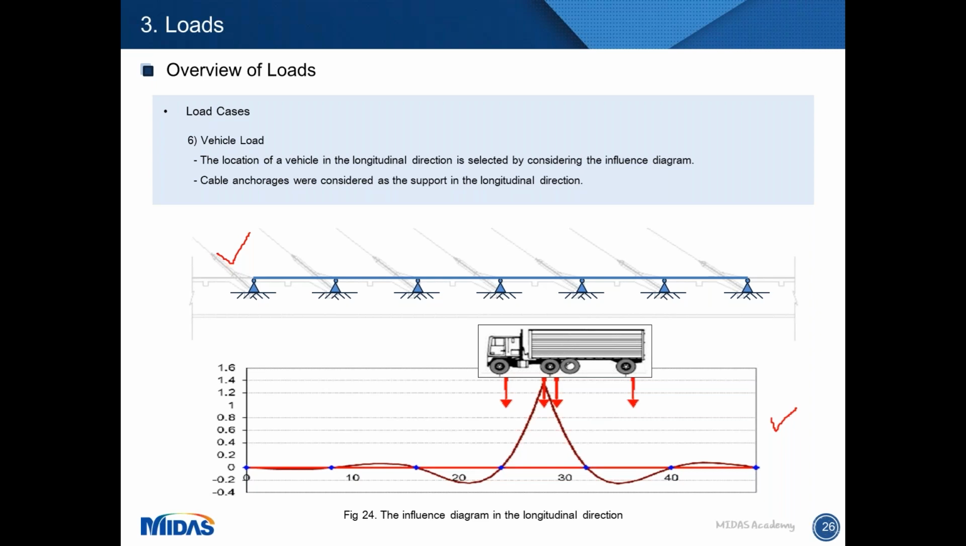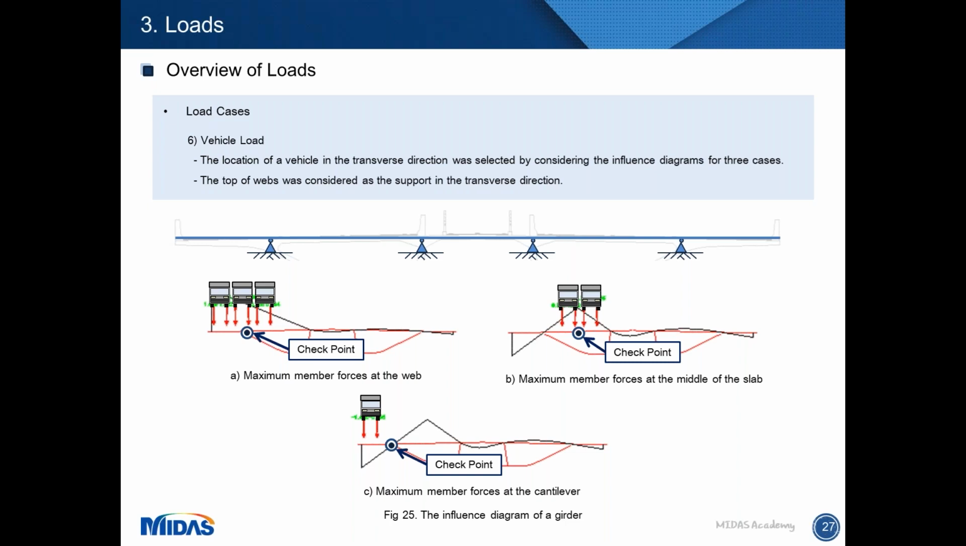And then I put the vehicle load and adjusted the vehicle's position to get the maximum bending moment. So I moved this truck load to the left side and right side. So this truck is in the final position. This case is the position of the vehicles in the transverse direction. In this case, the top of the webs is considered as the supports, as an overhanging continuous beam as shown in this figure.